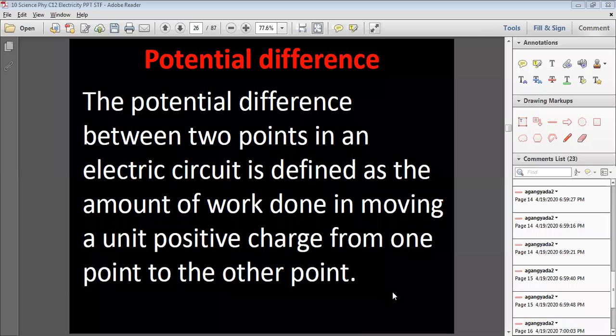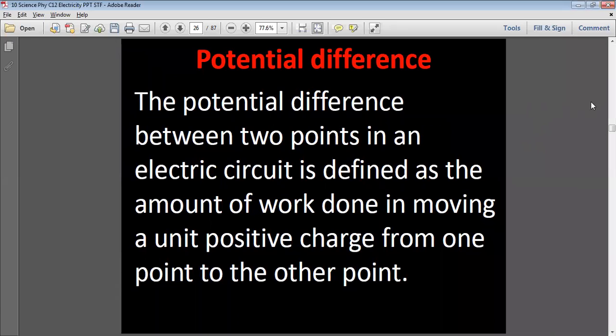Let's start the electricity chapter part 2. That is potential difference. What do you mean by potential difference? Potential difference between the 2 points in an electric circuit is defined as the amount of work done in moving unit positive charge from one point to another.